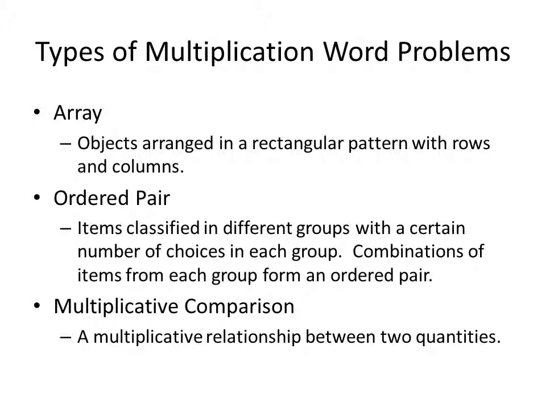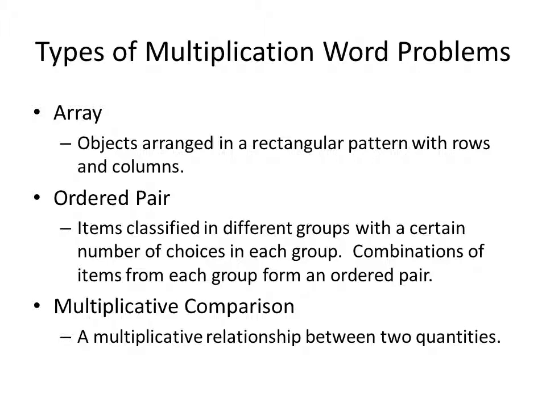An ordered pair problem has several different types that you get into when you're working with more advanced students or students in the middle grades. But for the basic understanding of an ordered pair problem, we have different groups of items, so different classifications. If I'm making a sandwich, we have different types of bread, meat, and cheese, and there are choices in each group. Let's say I have 2 types of bread, 3 types of meat, and 4 different types of cheeses.